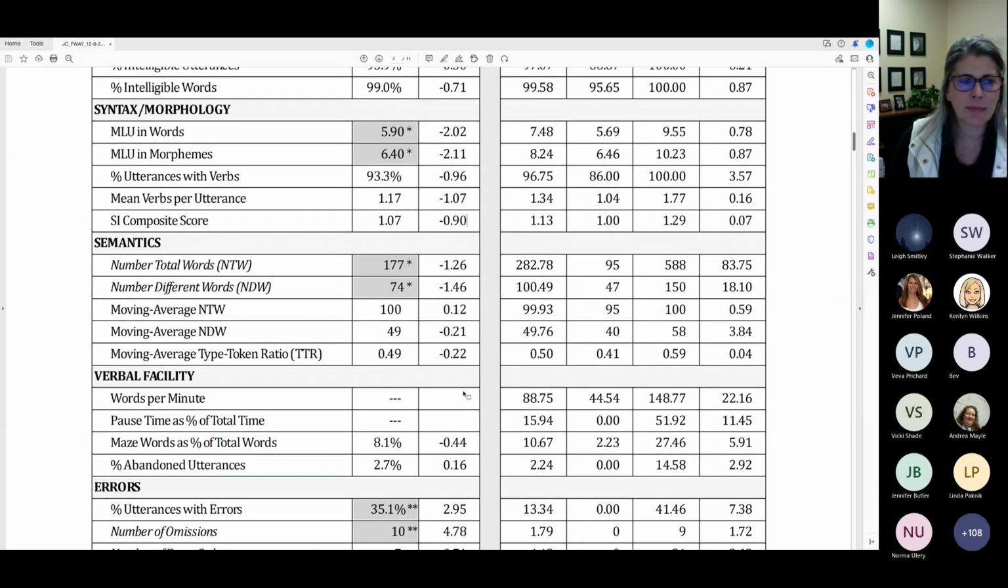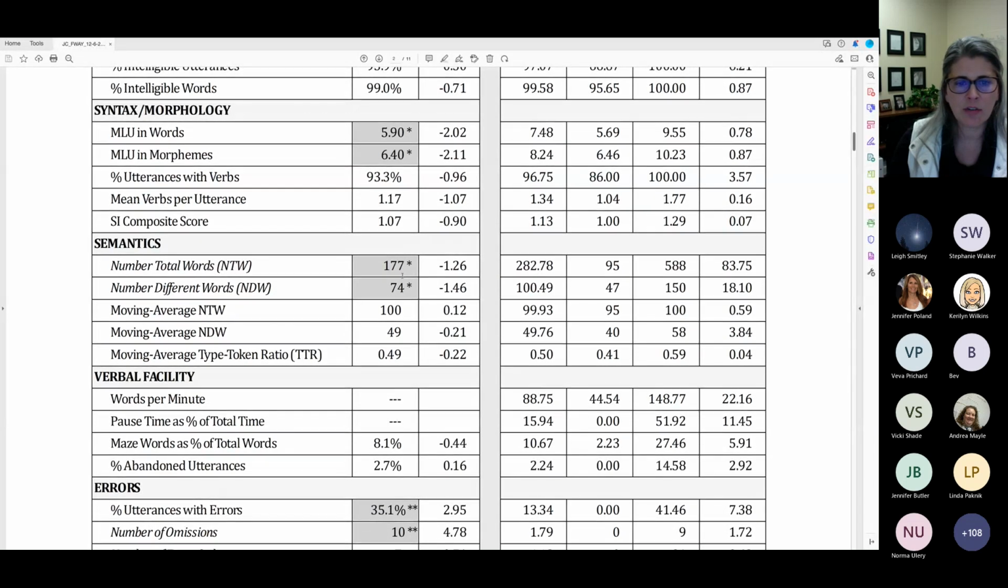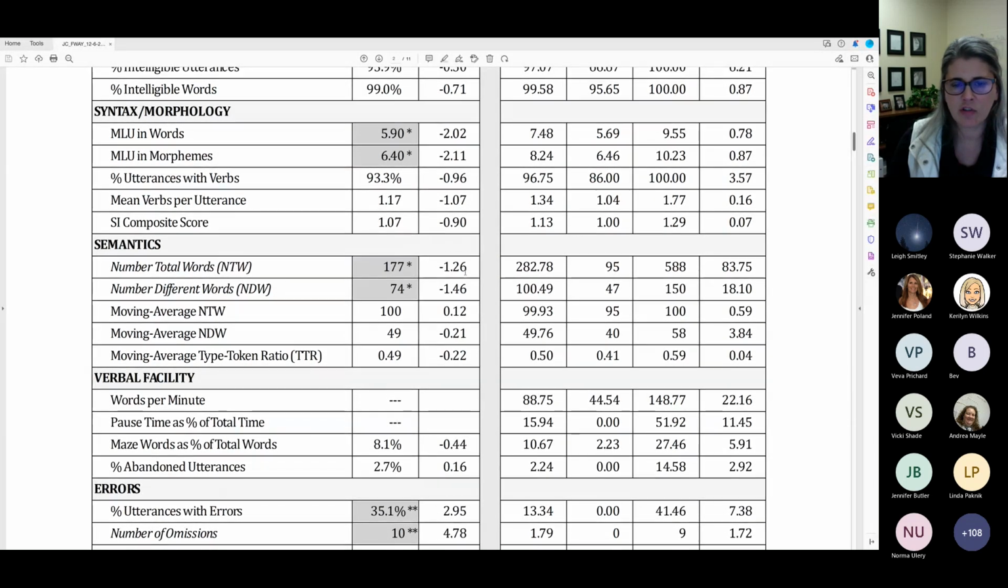When we look at semantics, we have the total number of words in the sample, and you can see here that he was just over 1.25 standard deviations. And then the number of different words, a lot of times that looks at your vocabulary size as far as, you know, how much diversity do you have in your lexicon. And so he's almost 1.5 standard deviations below the mean compared to his peers.